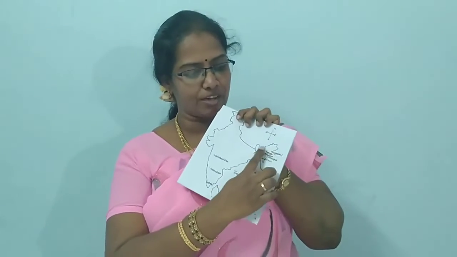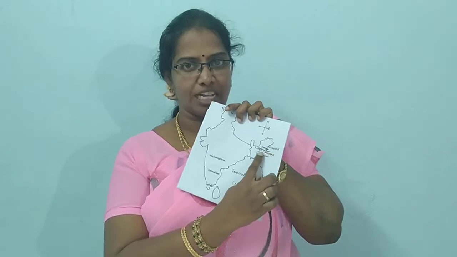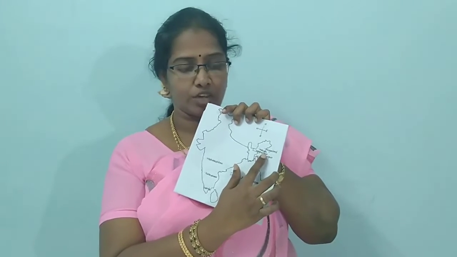Mawsynram in Meghalaya receives 1141 centimeters of rainfall, the world's highest rainfall. Which place is receiving this? Mawsynram. Where is it located? In Meghalaya. Assam and Meghalaya are states in the northeastern part of India. That is its location.